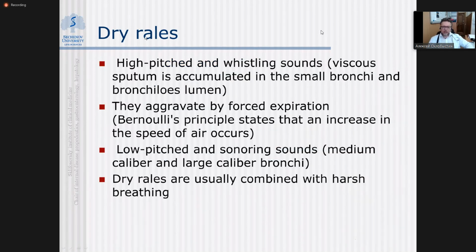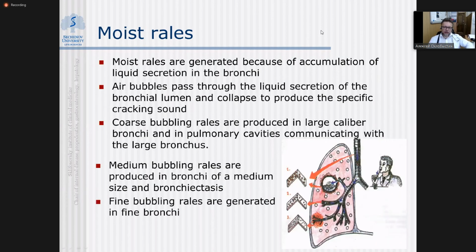High-pitched rales will be typical for spasm of small bronchi. If there is affection of the large bronchi, or if there are some kind of mucus cords between opposite bronchial walls, in that case the patient will develop low-pitched rales. And yes, if there are dry areas and affection of the small bronchi, in that case there will be harsh breathing.